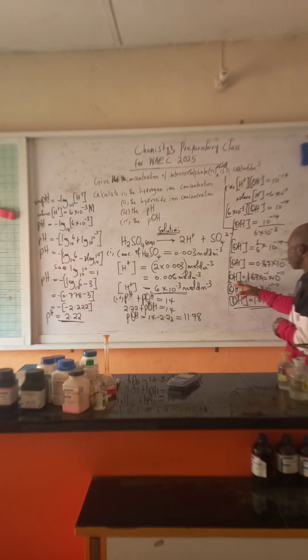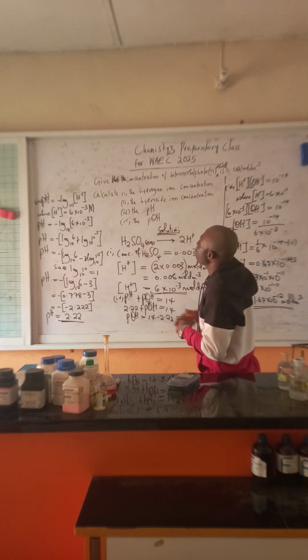Then the hydroxide concentration OH minus will be equal to, convert this to standard form, 1.67 times 10 raised to the power minus 1 multiplied by 10 raised to the power of minus 14 plus 3, that will give us minus 11. Meaning that the hydroxide OH minus concentration is equal to 1.67 times 10 raised to the power of minus 1 minus 11, which will give us minus 12. And the unit is mole per dm³.